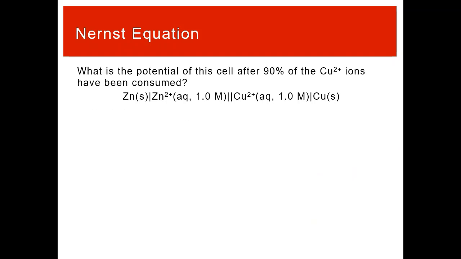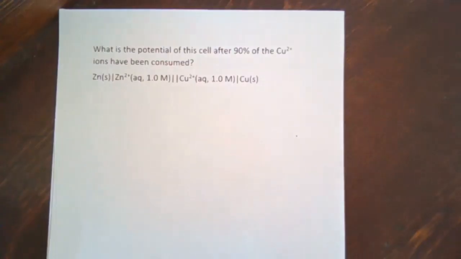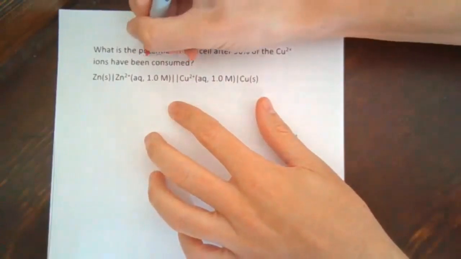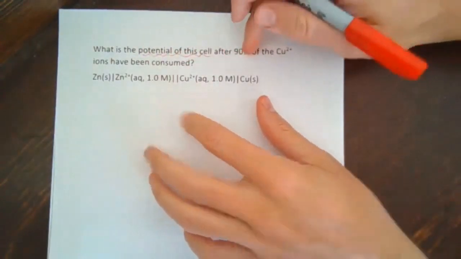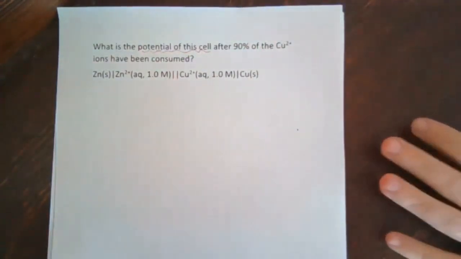What is the potential of this cell, the same zinc copper cell? What is the potential of this cell after 90% of the copper 2+ ions have been consumed? I've got the cell notation right here. We want the potential of the cell after 90% of the copper ions have been consumed.